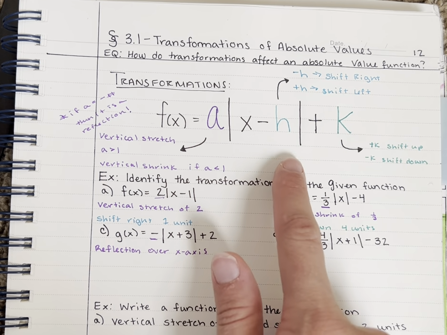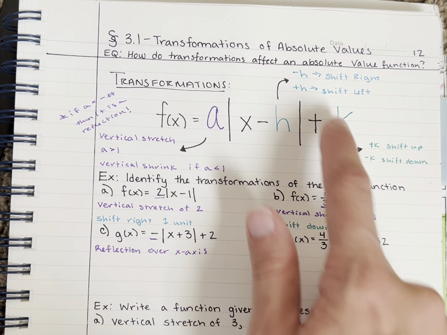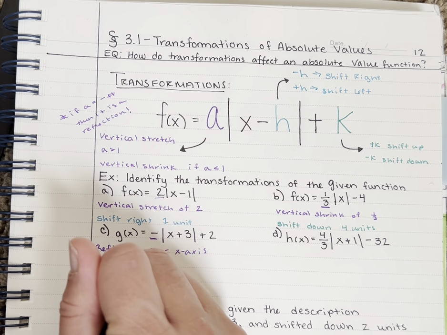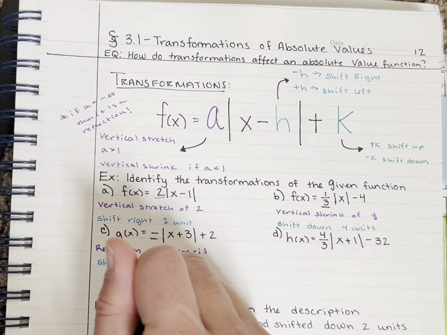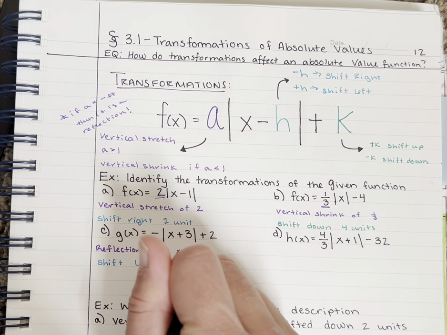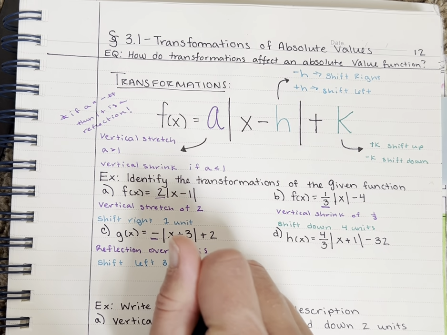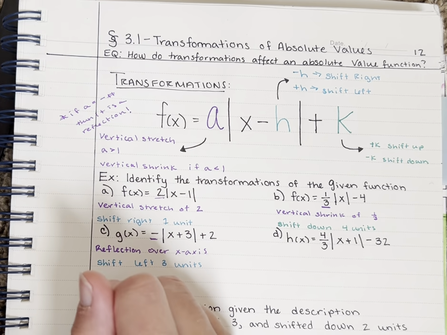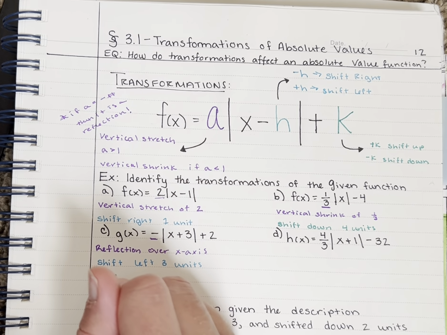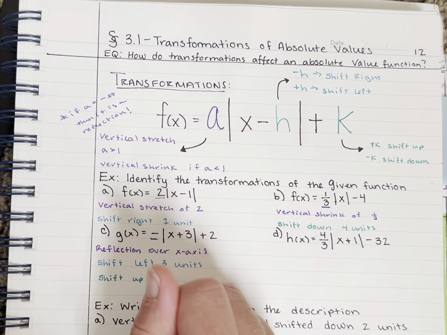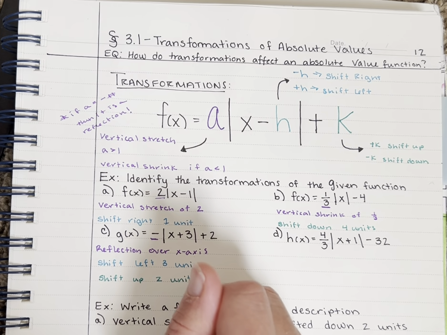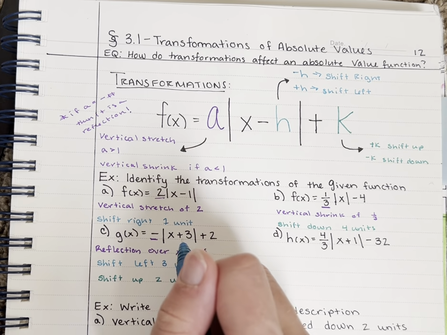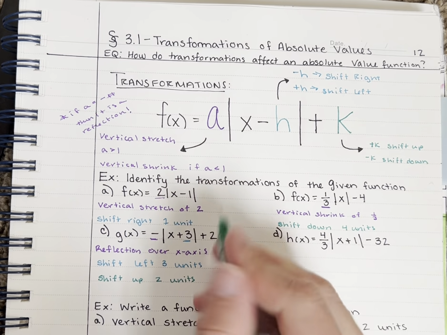Now the plus 3 is an H value, and remember, H shifts it left or right. Because it's plus 3, it's going to shift left 3. And then the plus 2 is a K value, which means it's going to shift up. So you can see identifying the transformations is pretty easy when we know what we're looking for, right? I'm always looking at what my A, H, and K are.